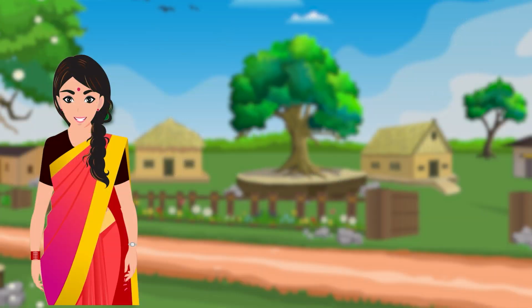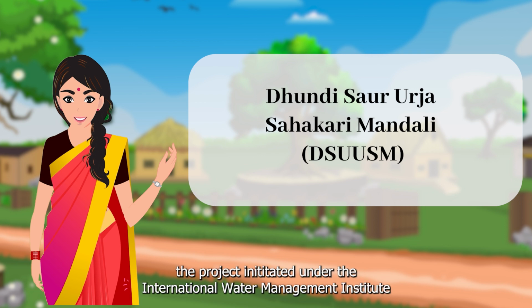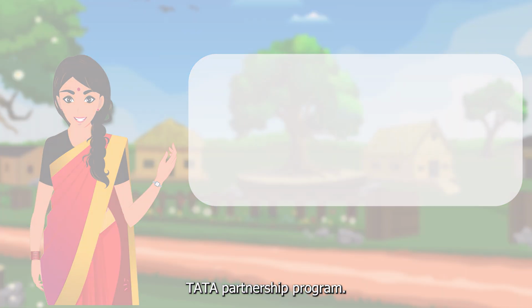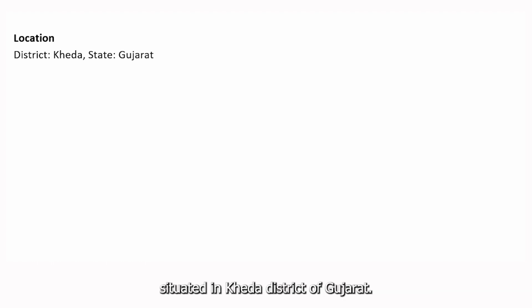Dhundi case study. We will discuss the case study of Dhundi Saur Urja Sahkari Mandali, the project initiated under the International Water Management Institute Tata Partnership Program. The project is located in a small village named Dhundi, situated in Kheda district of Gujarat.